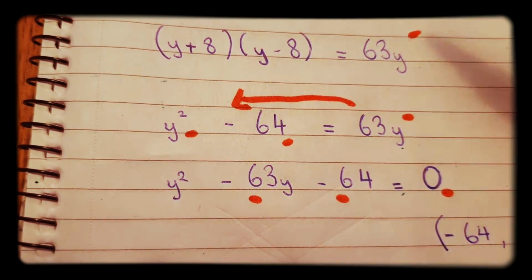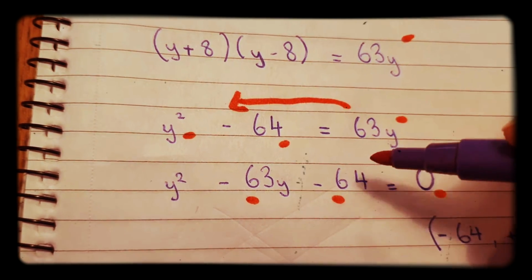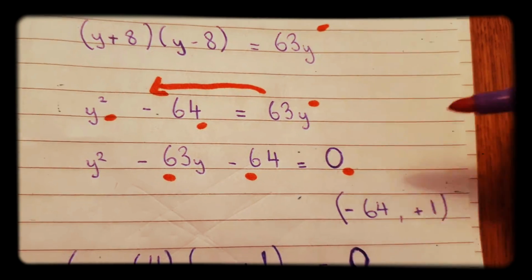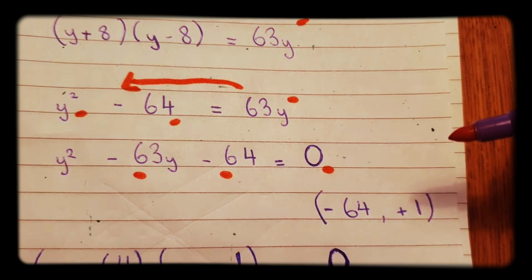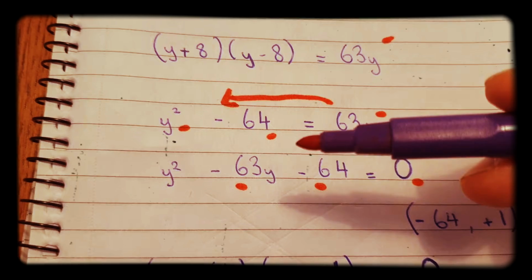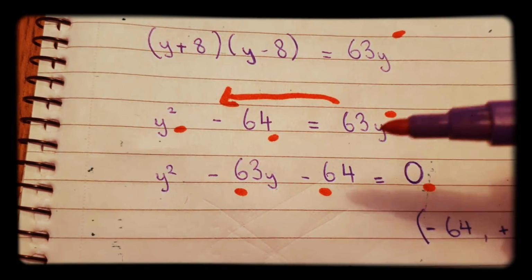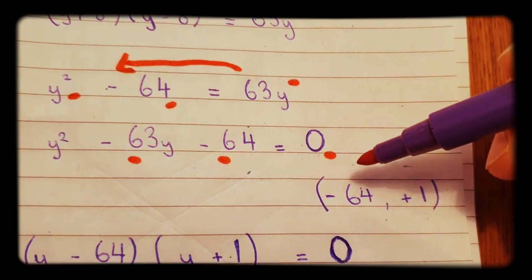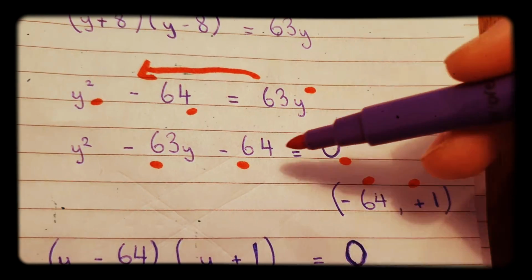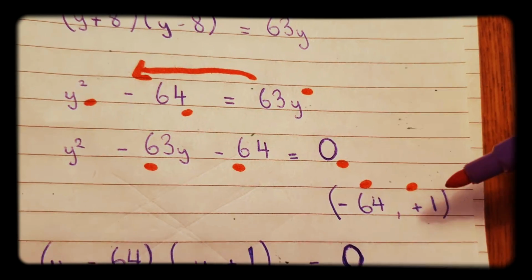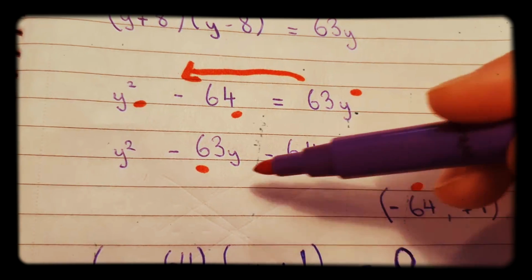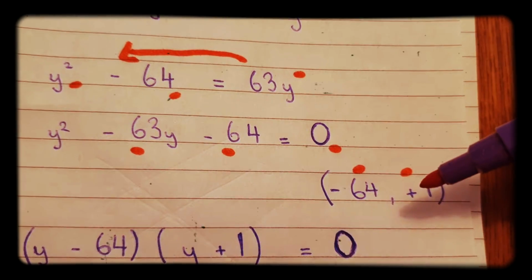So now you need to try and factorize this. We can actually factorize this, so this is the easiest way to solve this equation. Factorizing y squared minus 63y minus 64, you will get minus 64 as a factor of minus 64 and plus 1 as a factor of 64. And this is a factor pair. These two things, minus 64 and plus 1, add up to make minus 63. So you know this is the right factor pair.